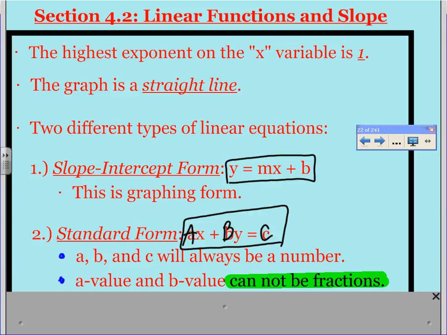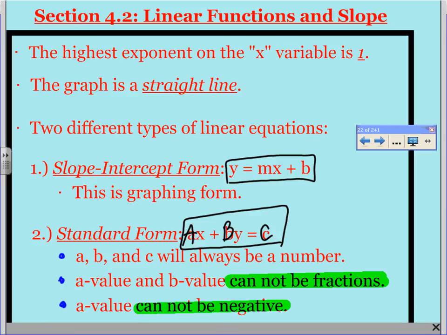Second thing, I need you to circle or underline: A and B cannot be fractions. That is really, really, really important. That is only in standard form. We will do plenty of examples with it so that you get practice with that. The last restriction for standard form is that A cannot be negative. So I'll say this again. A and B cannot be fractions. A cannot be negative.